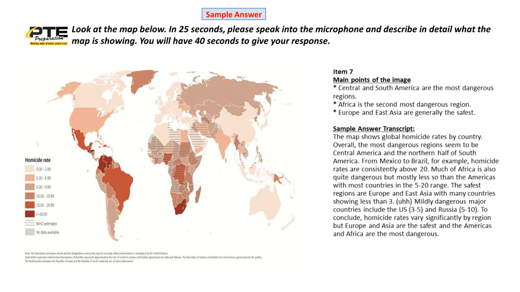The map shows global homicide rates by country. Overall, the most dangerous regions seem to be Central America and the northern half of South America. From Mexico to Brazil, for example, homicide rates are consistently above 20.